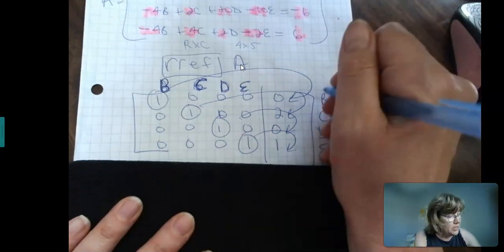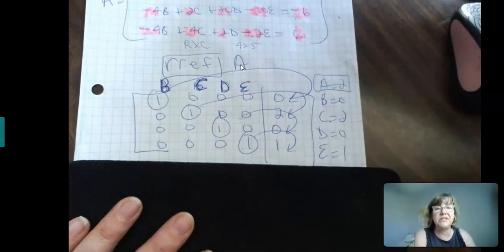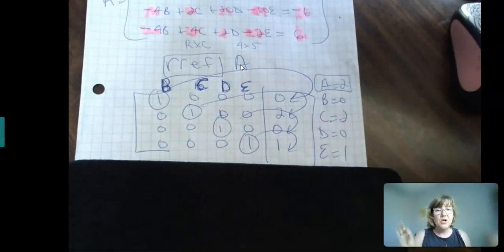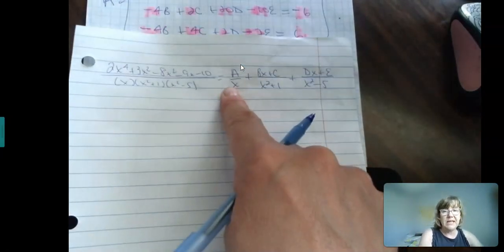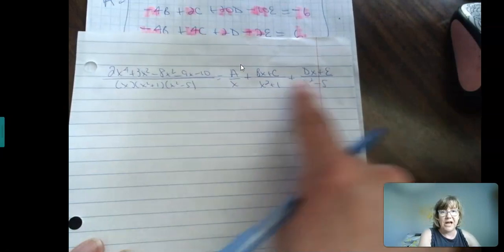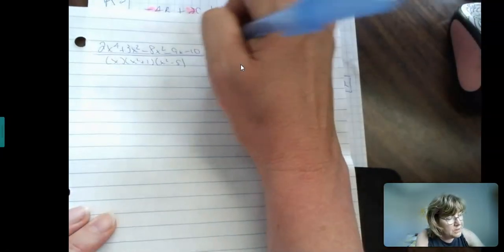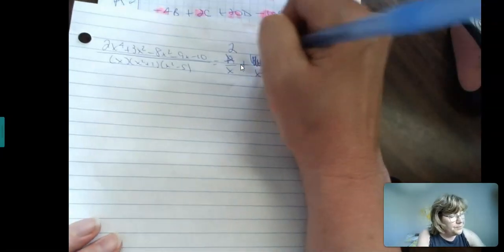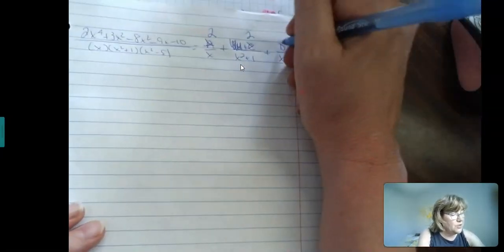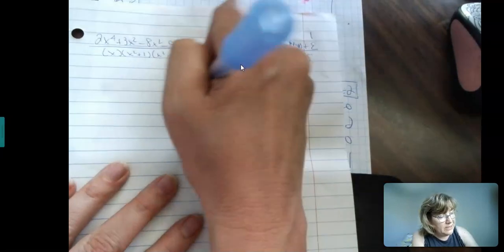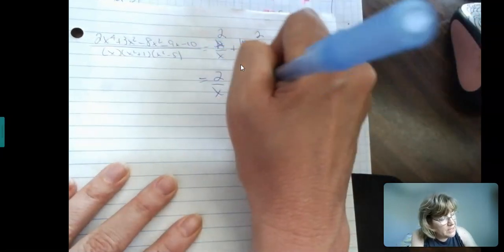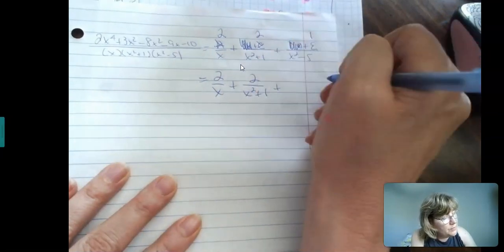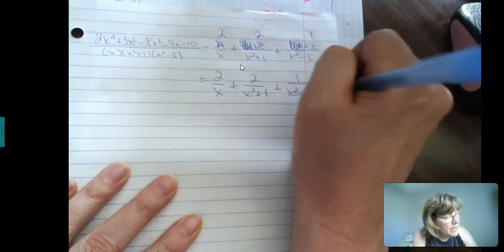Remember, we already know that A is 2 because that's the pretty one we solved with x equals 0. So we're going to sub those answers in, because remember, we broke it into partial fractions. Now we know A is 2. B is 0, so that means there is no x part. We didn't know that, but now we do. C is 2. D is also 0, so there really wasn't an x part. And E was 1. So if I rewrite this nice, it's going to be 2 over x plus 2 over x squared plus 1 plus 1 over x squared minus 5.